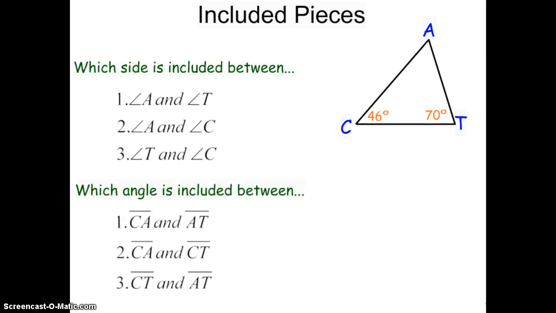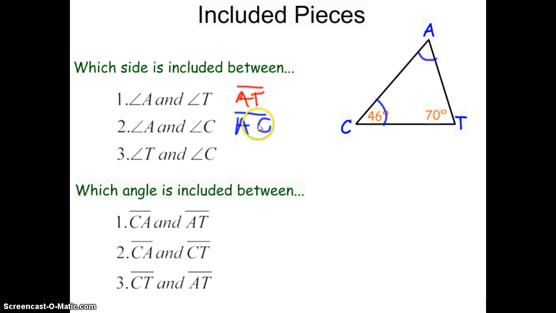So this is kind of just a recap of what we just talked about. Which side is included between angle A and angle T? Well, that's going to be side AT, so you can label that as AT. Which side is between angles A and C? Well, that's going to be side AC.